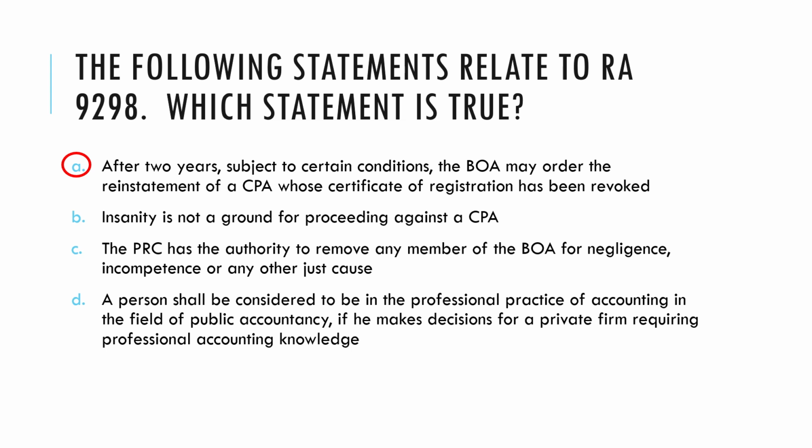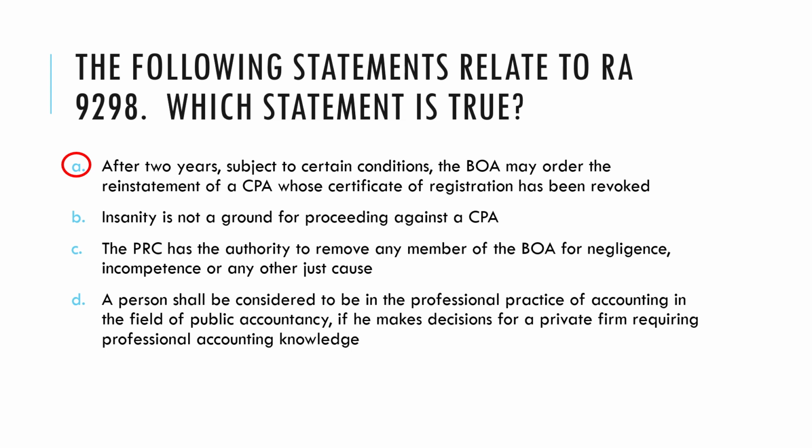We remember that members of the Board of Accountancy are presidential appointees, and whoever appoints has the authority to remove. So it will be the President of the Philippines who may remove BOA members, subject, of course, to the endorsement of a recommendation of the PRC. But it's the president who does the actual removal.